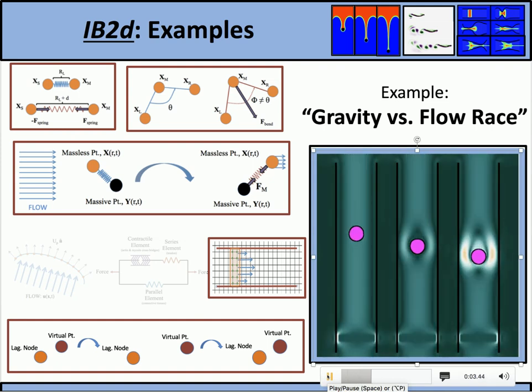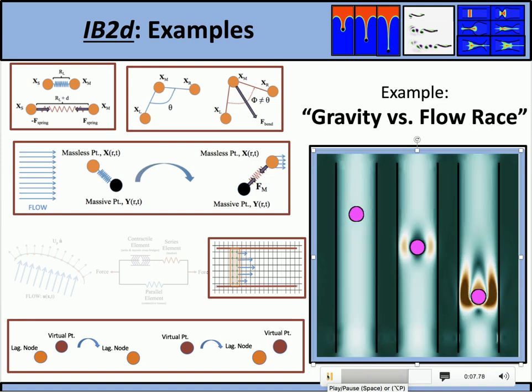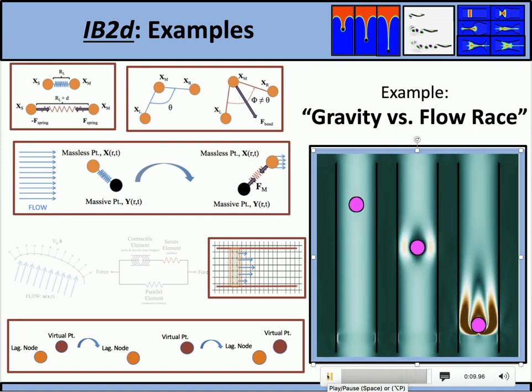Now, as you can see, on the far left, that's the lightest ball. It's getting pushed upwards, whereas on the right side, that's the heaviest ball, and basically gravity is winning in that case. And in the middle, gravity is essentially being balanced out by the upwards flow.